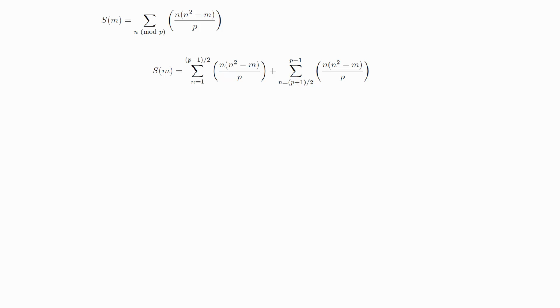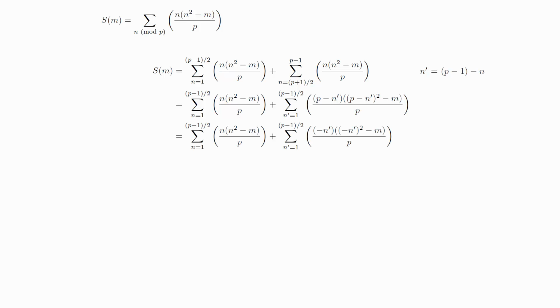First, we break the sum into two parts and use symmetry to help us to simplify it. We will rewrite the second sum by taking n prime equals p minus 1 minus n, and noting that as n runs from p plus 1 over 2 to p minus 1, n prime runs through the values 1 through p minus 1 over 2. After reducing modulo p, we can factor out the negative 1 in front of the n prime in the Legendre symbol and simplify the negative n prime squared term.